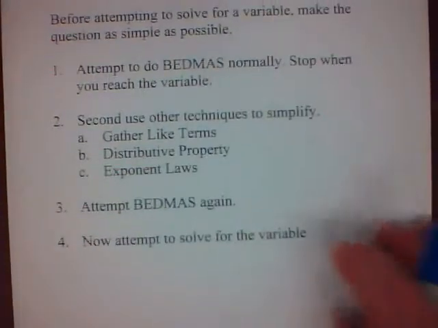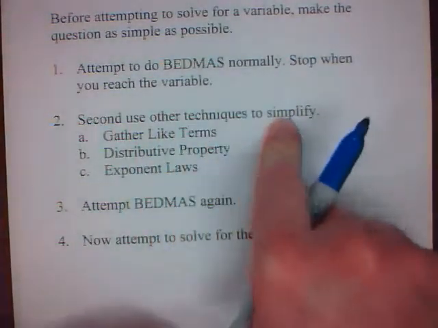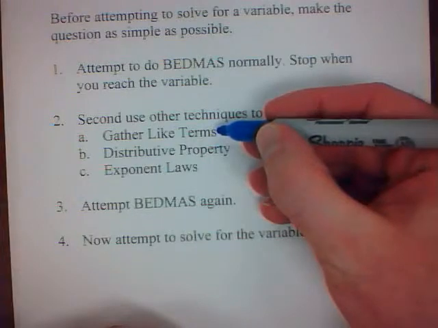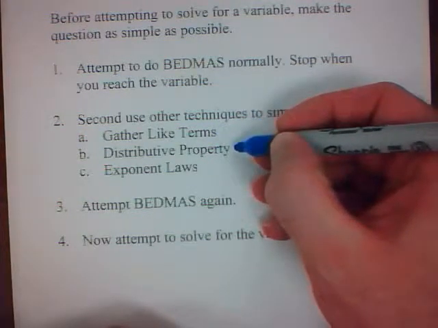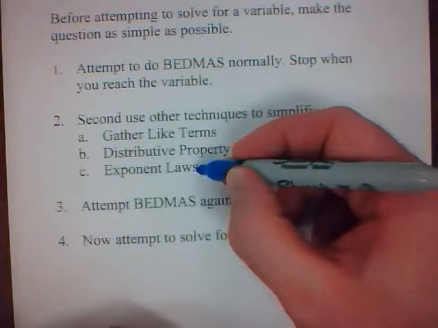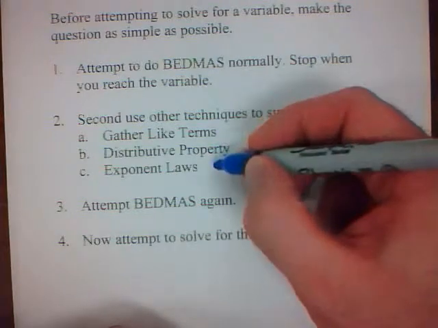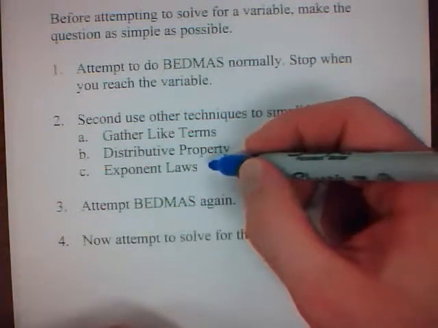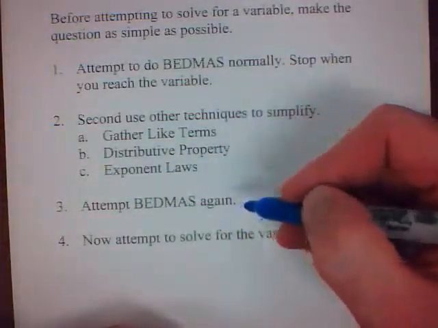However, there are some other tricks. Second, use other techniques to simplify. And there are 3 other techniques we're going to learn about. We're going to learn about gathering like terms. We're going to learn about the distributive property. And we're going to learn about exponent laws. And you can use any of these 3 techniques and you can mix them up and do them multiple times as we're going to do in some example questions later on. And then of course you can try BEDMAS again.